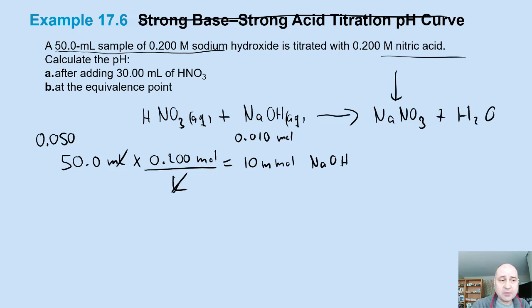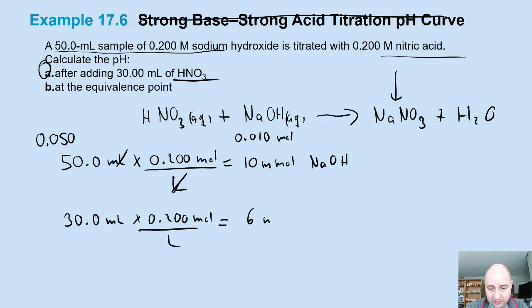And now I'm going to do the same thing with the 30 milliliters of the strong acid. So I'm going to have 30 milliliters also times 0.200 moles per liter, and that gives me 6 millimoles of strong acid, HNO3. I know all 6 millimoles are going to neutralize 6 millimoles of base, which means after 30 milliliters I still have 4 millimoles of base left over.